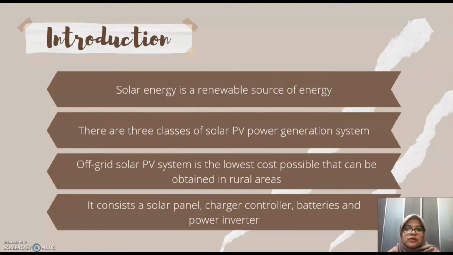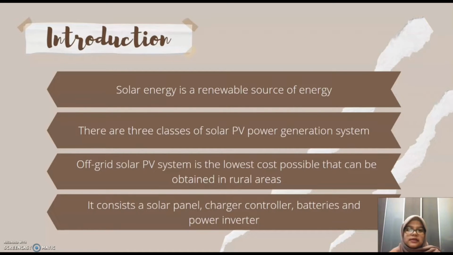There are three classes of photovoltaic power generation system, which are grid connected system, standalone system, and on-off-grid integrated system. Thus, in this project, we use an off-grid solar photovoltaic system for Mr. Ahmad Nisfu's house. Off-grid solar PV system is the lowest cost possible that can be obtained in rural areas. Basically, using off-grid solar PV is an effective way because in isolated areas, due to lack of resources, it is necessary to optimize off-grid solar photovoltaic system as it can minimize the cost. And lastly, it consists of solar panel, charger controller, batteries, and power inverter.